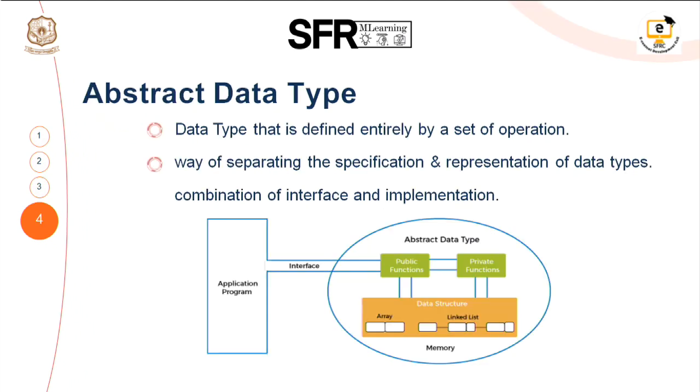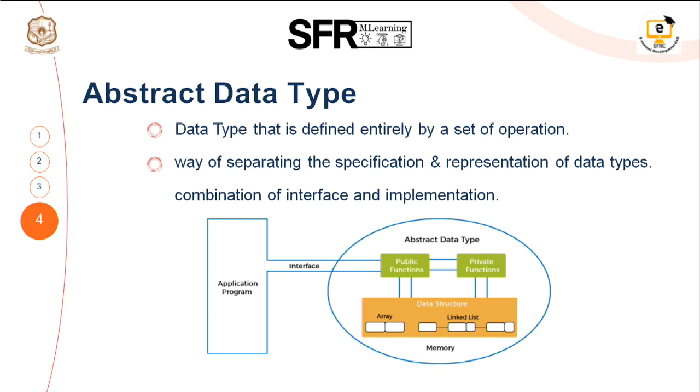Then the abstract data type. A data type that is defined entirely by a set of operations is referred to as an abstract data type, or simply ADT. Abstract data types are a way of separating the specification and representation of data types. An ADT is a black box where users can only see the syntax and semantics of its operation. An ADT is a combination of interface and implementation.